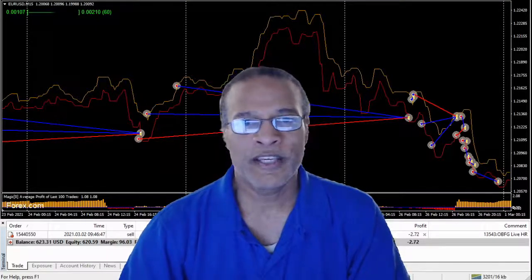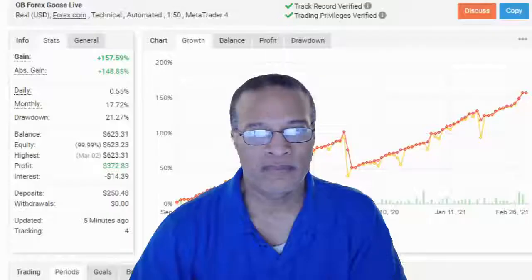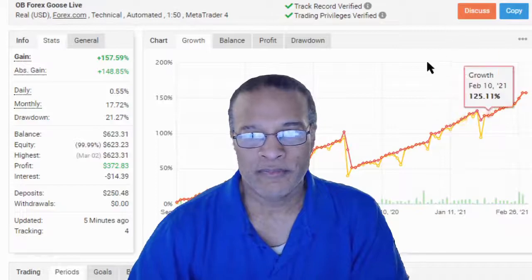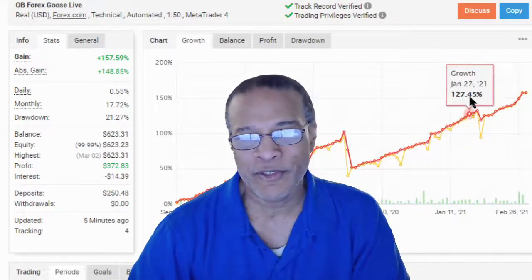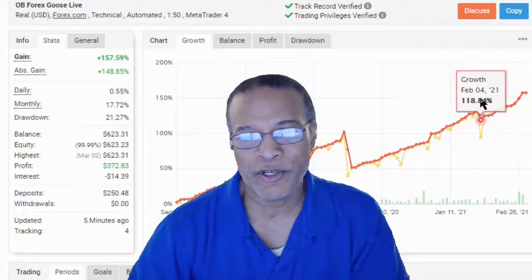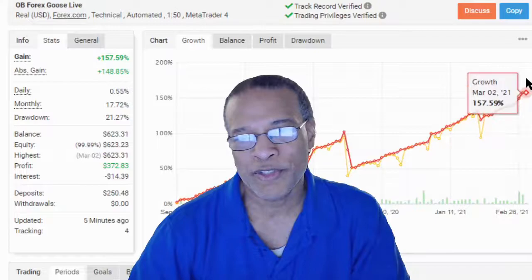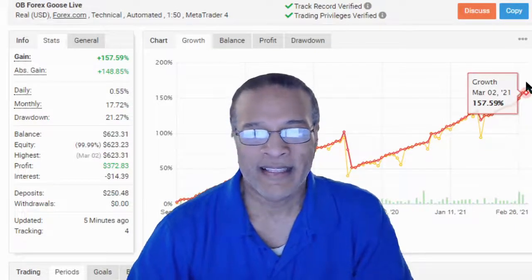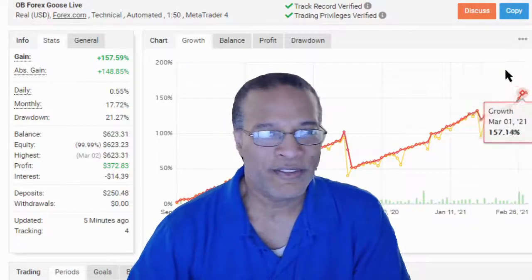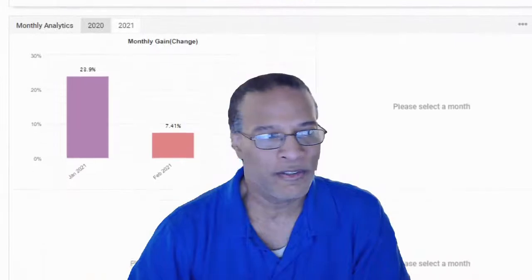So let's look at the Myfxbook and see what that looks like. Okay, well, there's really nothing out of the ordinary. This here is where we dipped a few weeks ago, and it's been pretty much straight up since. So there's really nothing here to see. But let's look down here and see if anything stands out.